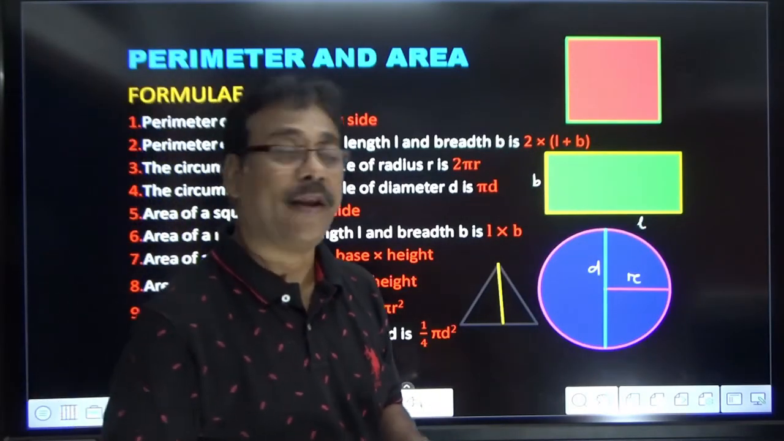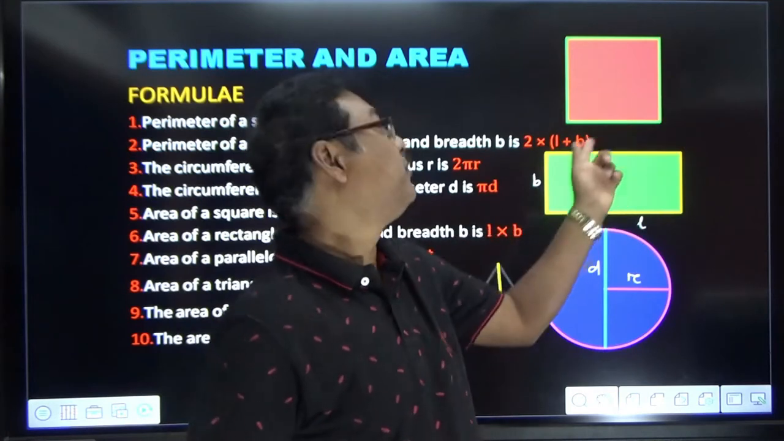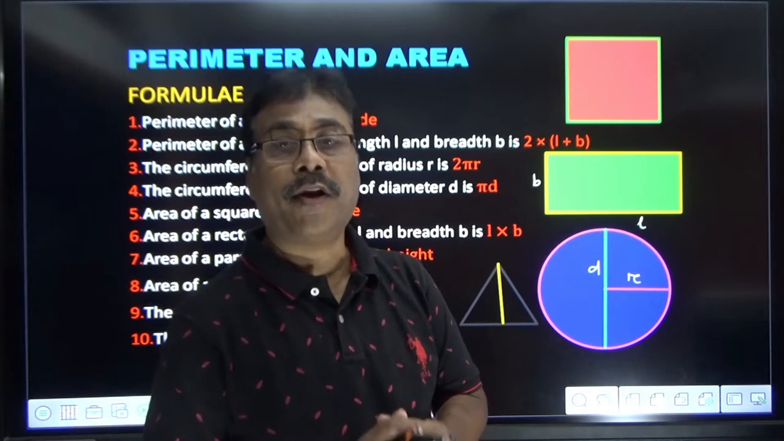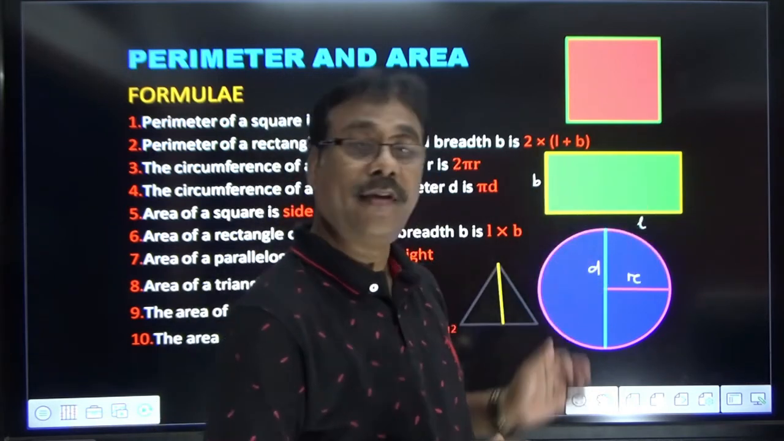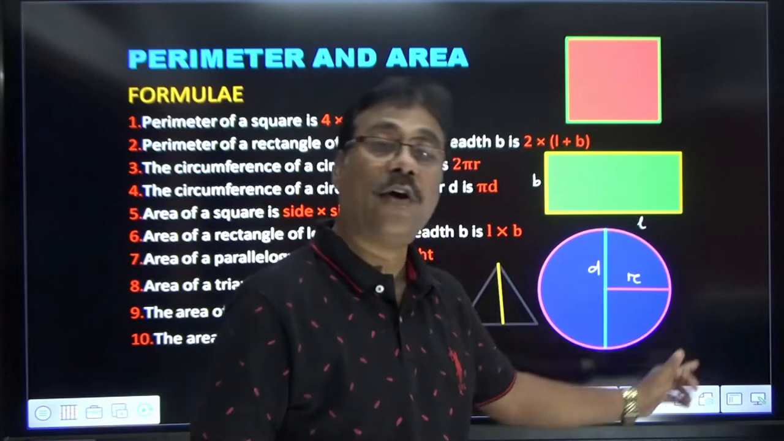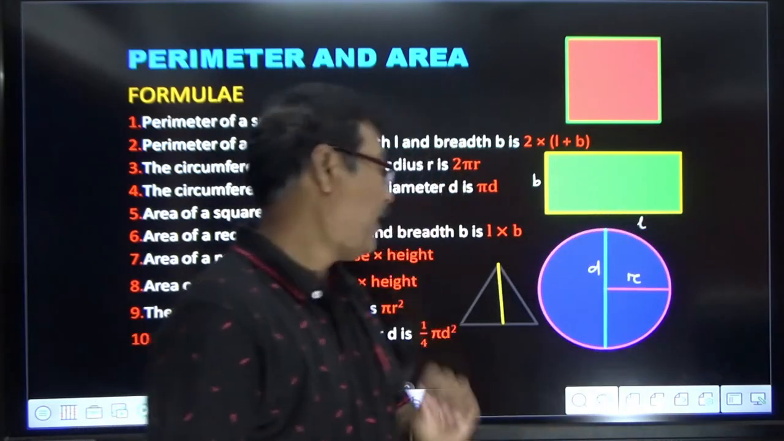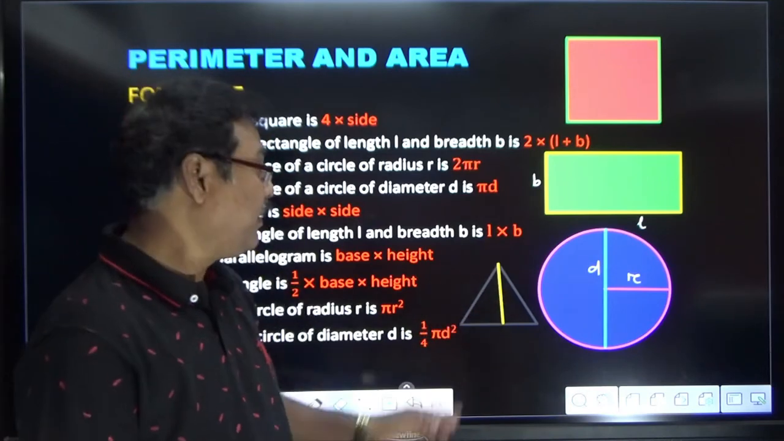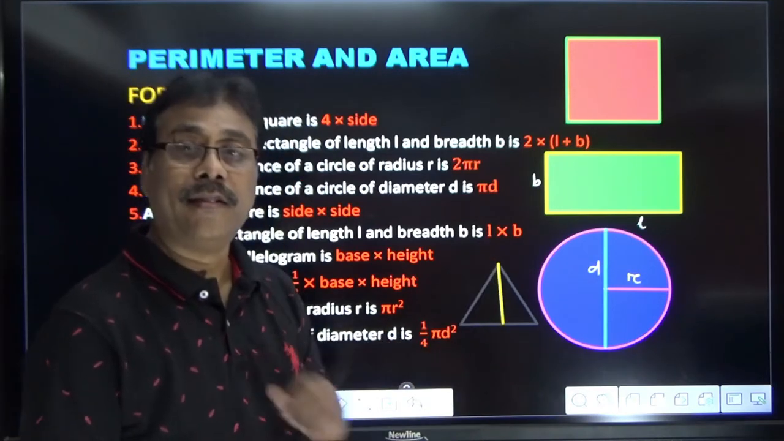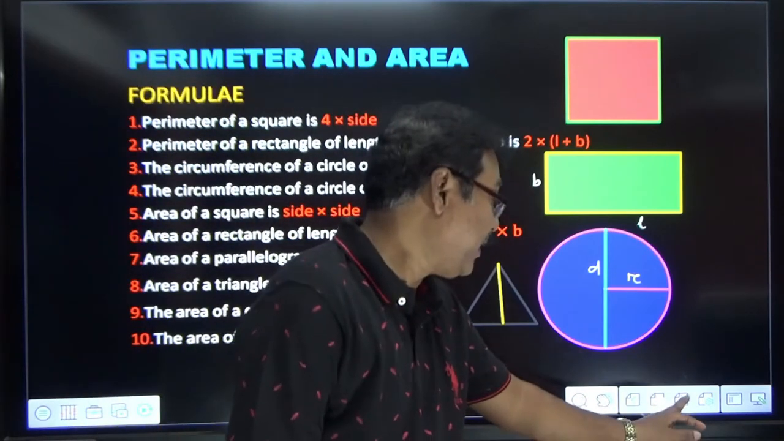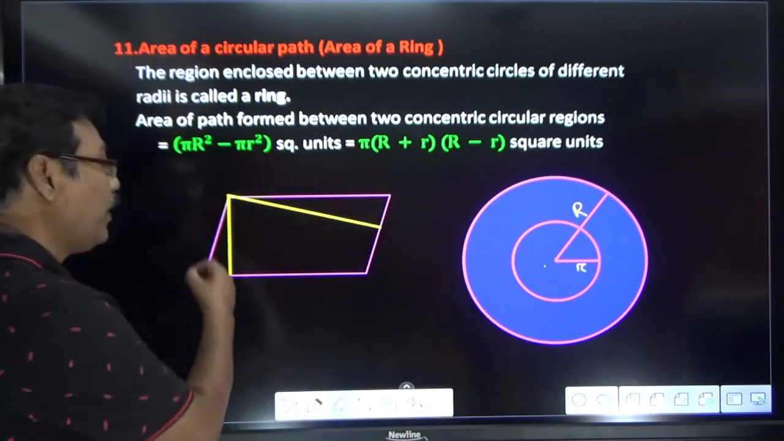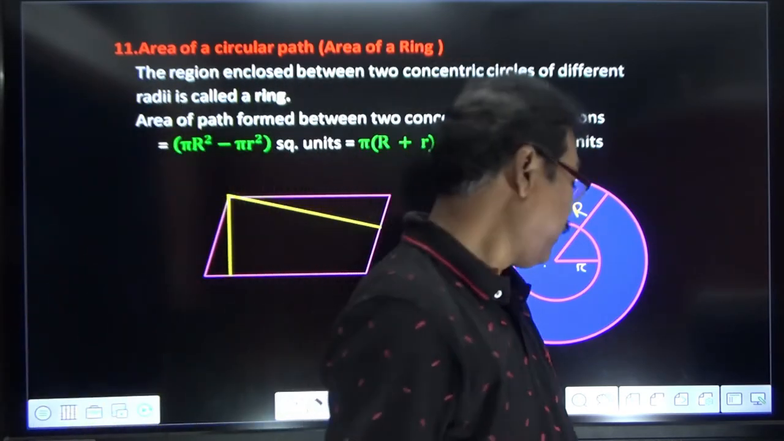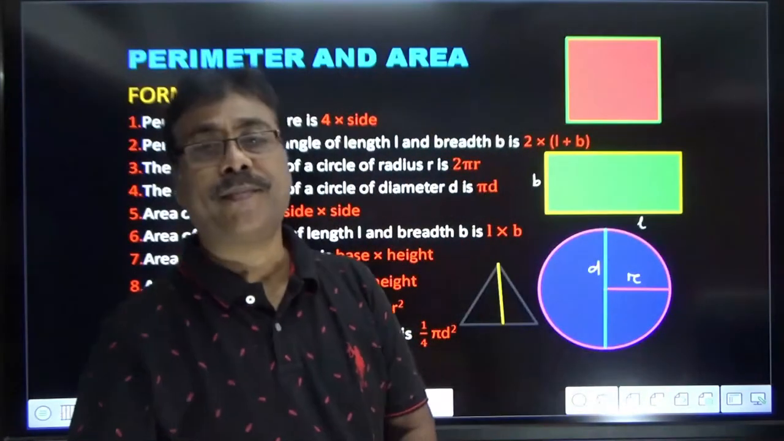Perimeter actually is the boundary of some area. This is the boundary. Green line you can see, this is the boundary. This is the perimeter for the square. For rectangle, this yellow line you can see. And for this circle, this is your pink line, pink path you can say. And for triangle, you can see this blackish line. This is your triangle perimeter. For parallelogram, this outer boundary is the perimeter. For circle, we call it circumference.